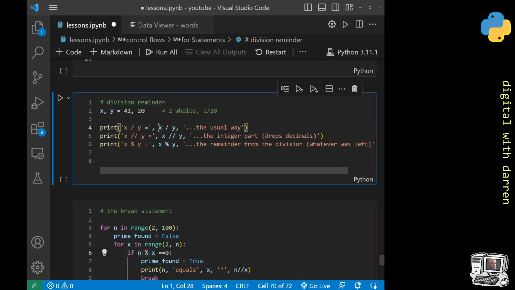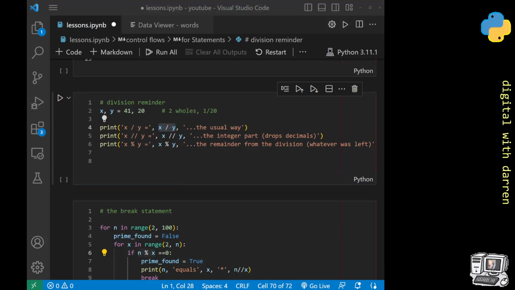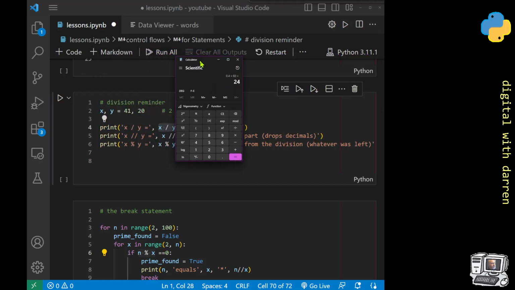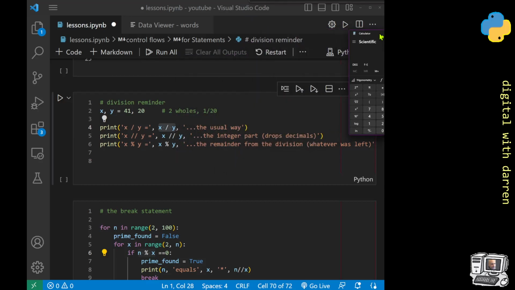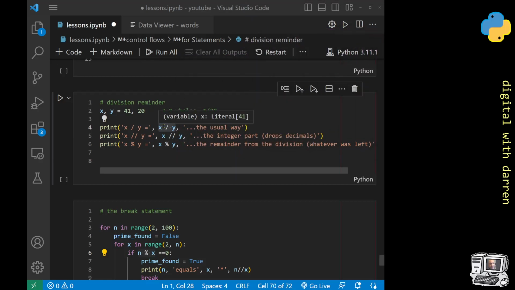The first one here is the usual way, and that's going to give us 2.05, because it's 41 divided by 20. In fact, I've got a calculator here just to show you. We can do 41 divided by 20, just as a level of comfort: 2.05. That's what we're talking about, and that 1 part out of 20 was the 0.05 bit of it. So the dividing sign will give us 2.05, as usual.